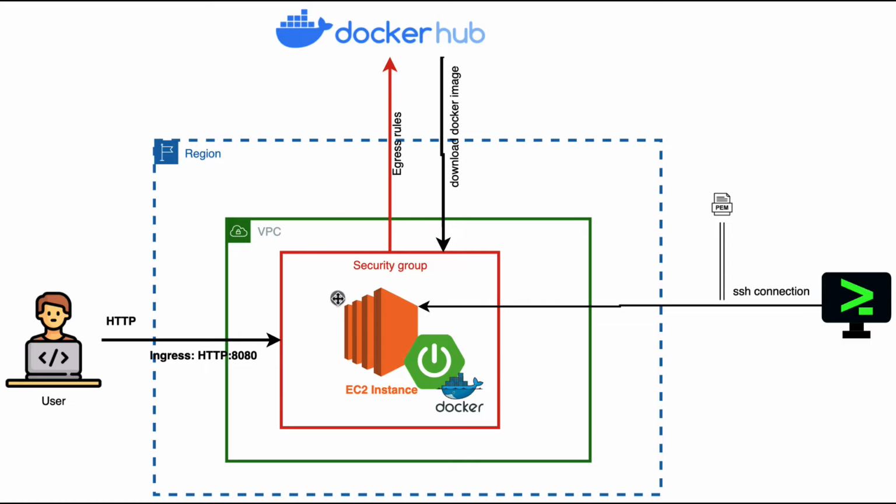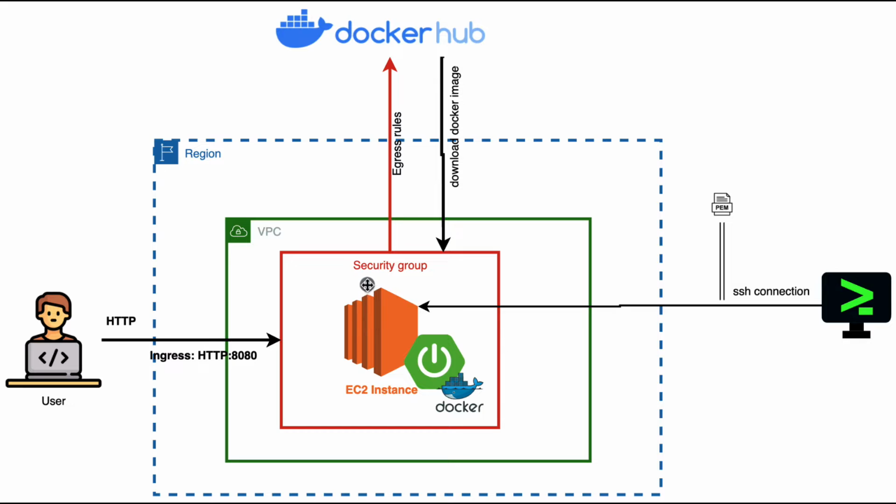So EC2 instances provide scalable compute capacity in the cloud and are designed to run various workloads, including web servers, databases, machine learning models, and more. Users can choose from various instance types, each optimized for a specific use case, and configure them with different operating systems and software based on their requirements. So this is the infrastructure of our future deployment.